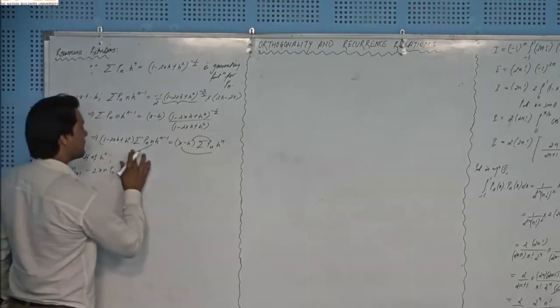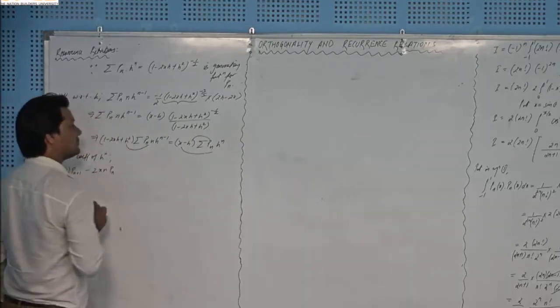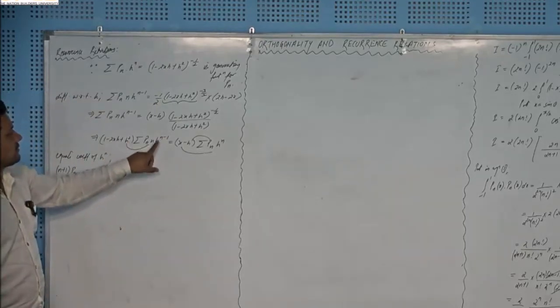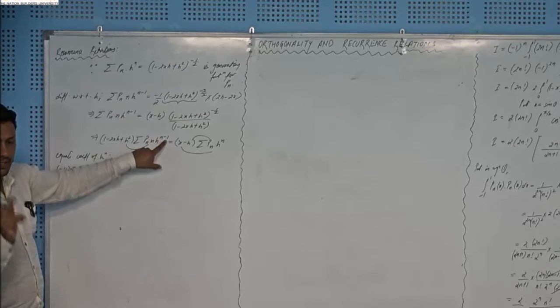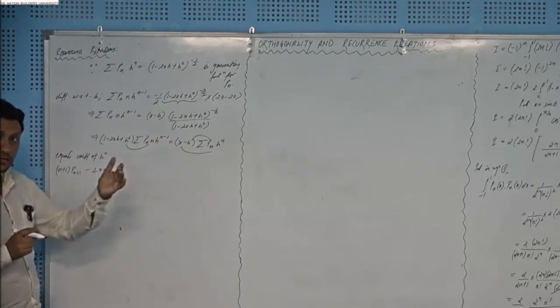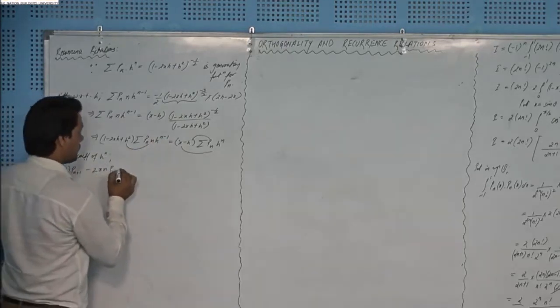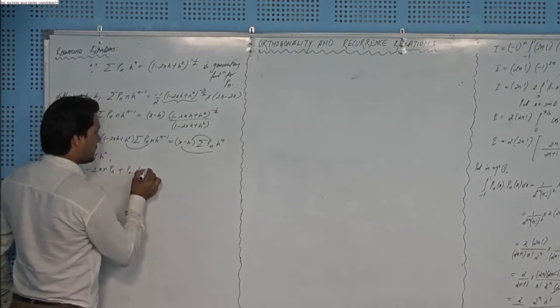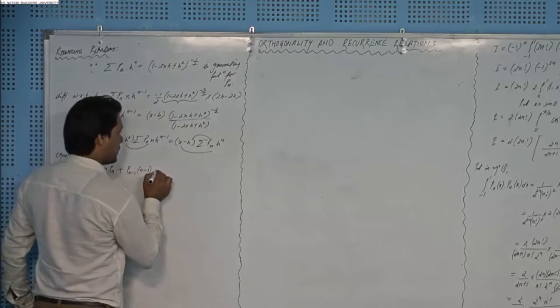Third term. When you multiply this with h square, it will be added up and it will give you h to the power n plus 1, but you need h to the power n, so you have to scale down, and that will give you plus P(n-1) times (n-1), equal to.